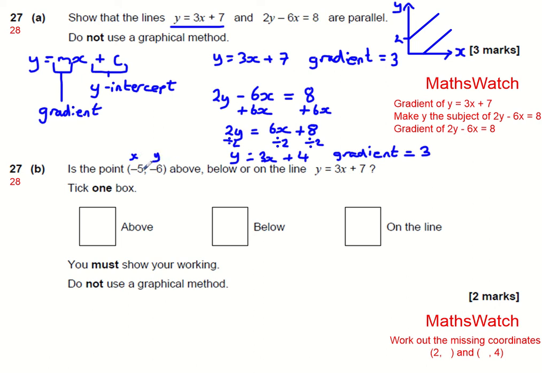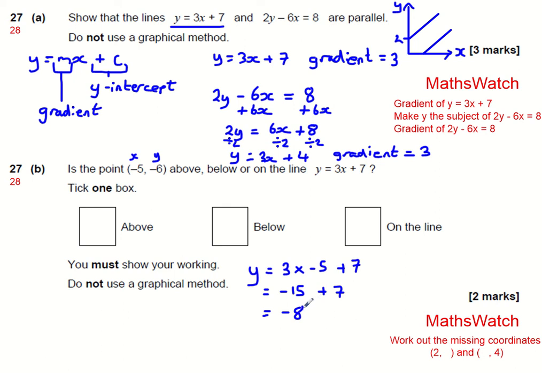So we need to substitute this x value of minus 5 into this equation and find out what y ends up being. So y is equal to 3x, so that's going to be 3 multiplied by the x value, which is minus 5, and then we're going to add 7. So 3 times minus 5 is minus 15, and when we add 7 to minus 15, we are going up towards 0, if you imagine a temperature scale. So minus 15 plus 7 is minus 8.